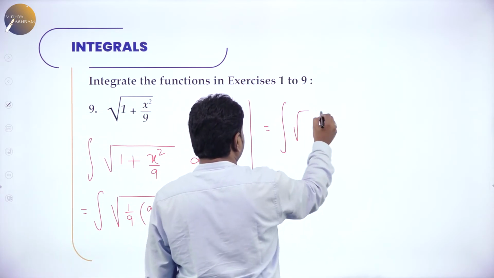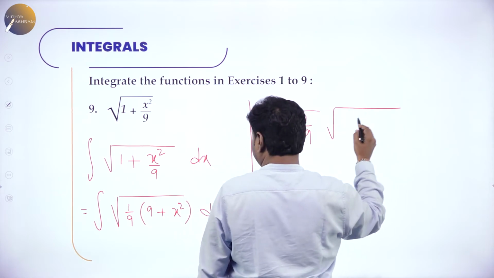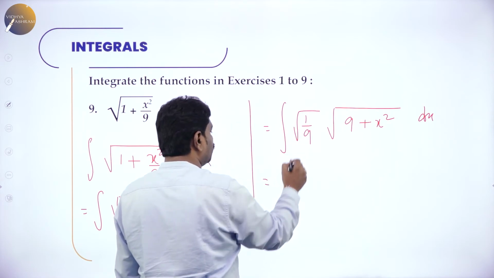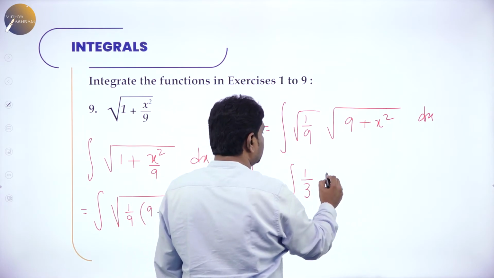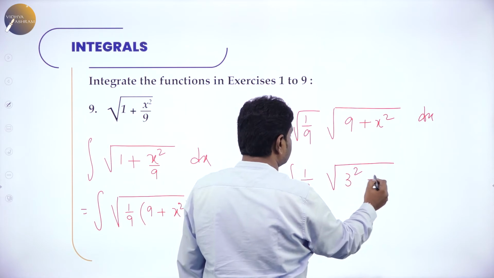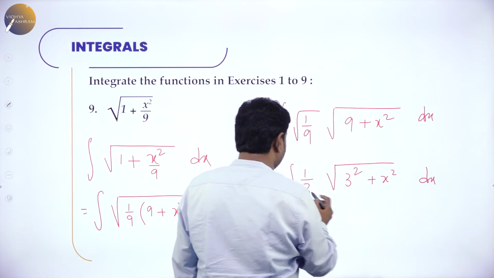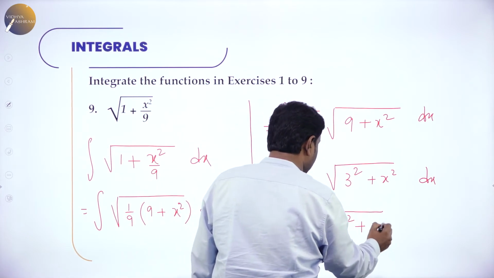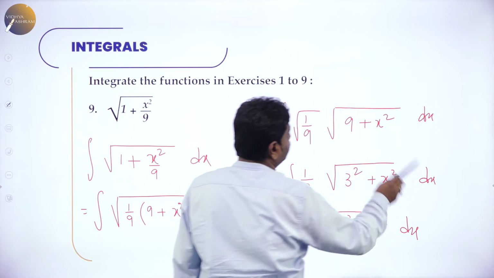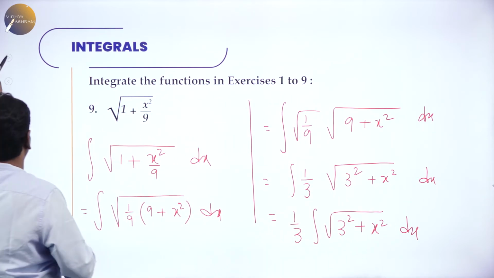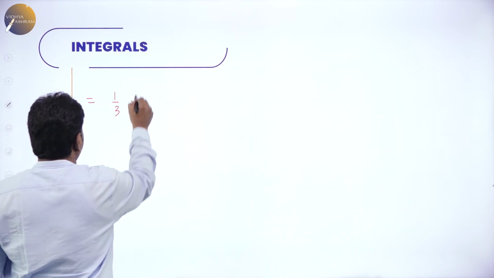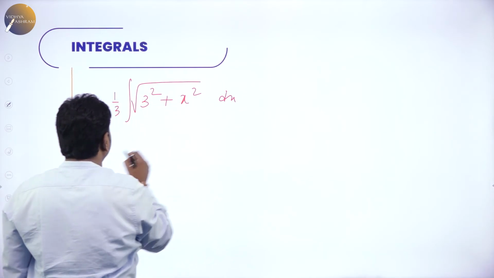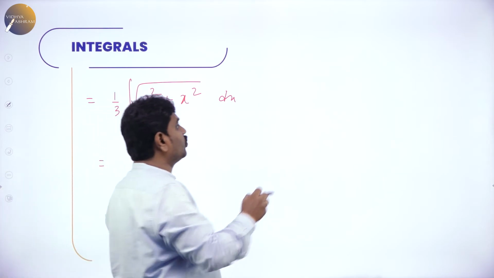Now further, separate from the root, 1/9 I'll write separately, and the remaining part is root of 9 + x² dx. All of you know root 1 is 1, root 9 is 3, and this further I can write as 3² + x². Further 1/3 is a constant, take it out. Integral of root of 3² + x² dx. Now it is in standard form. So 1/3 integral of root of 3² + x² dx. Now it is in the form of integration of root of a² + x².